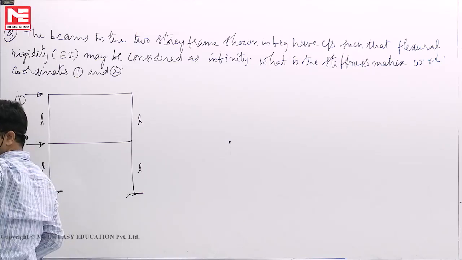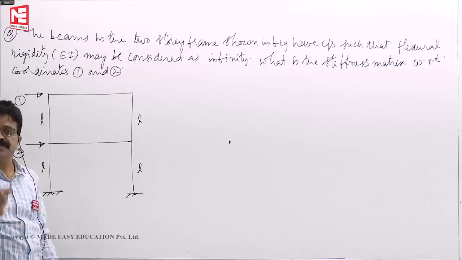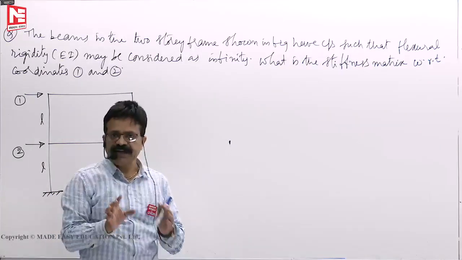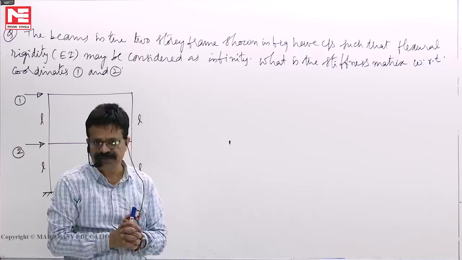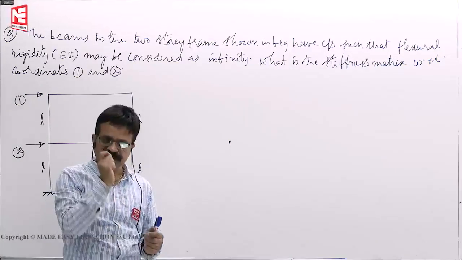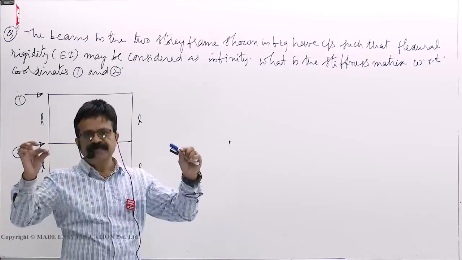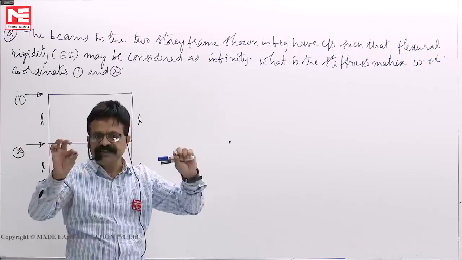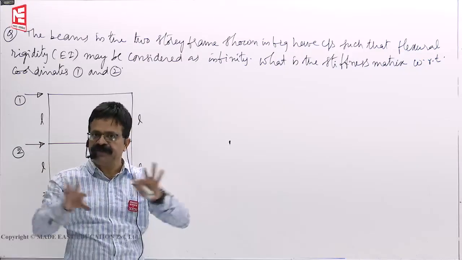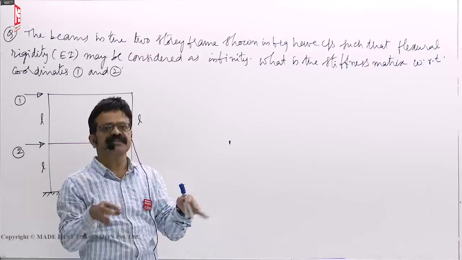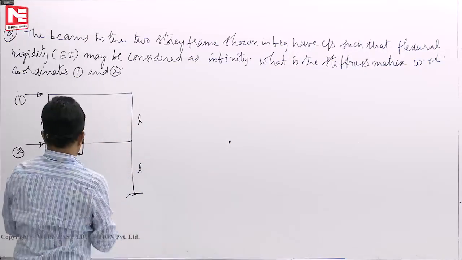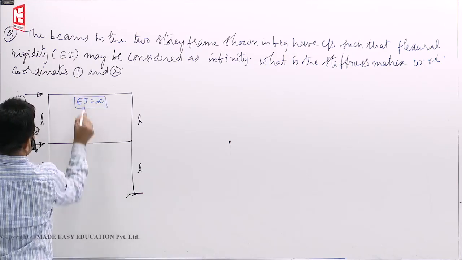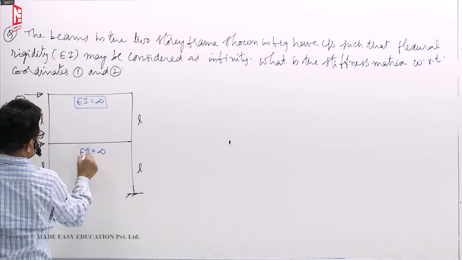Now you see, he has given that flexural rigidity may be considered as infinity. If flexural rigidity is considered as infinity, it does not mean that axial rigidity is also infinity. Flexural means only that you have to take as infinity. For a beam, flexural rigidity infinity means it will not bend. As a rigid body, it can take moment, but it will not bend. It will only translate if possible. That's all. So he says that for this one, EI is infinity. This is also EI is infinity.